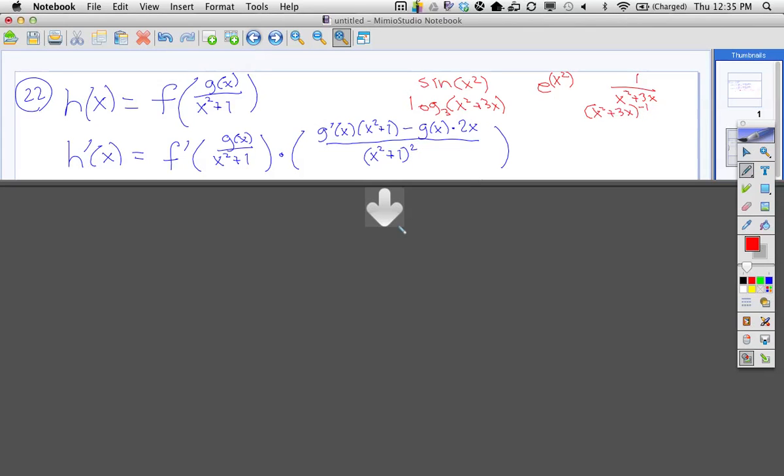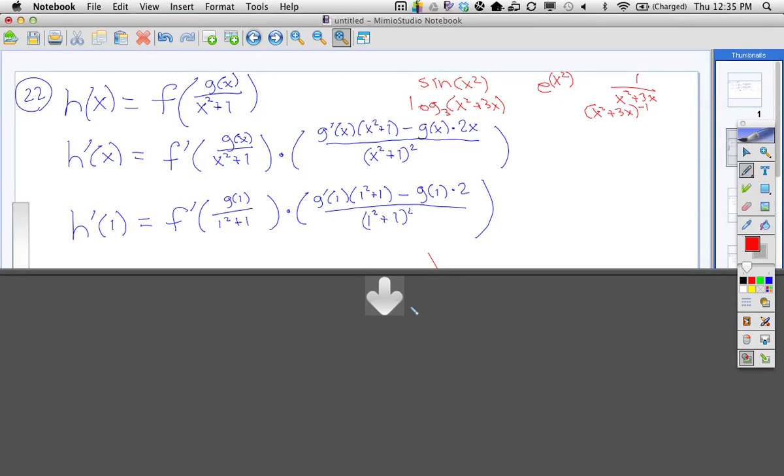Then they want h prime of 1. Well, that just means what? Plug in a 1 everywhere you have an x. So everywhere I have an x: g of 1, 1 squared, g prime of 1, 1 squared, g of 1, 2 times 1, 1 squared. Let's put a 1 everywhere. And then I use all the information they gave me. G of 1 is 2. 1 squared plus 1 is 2.